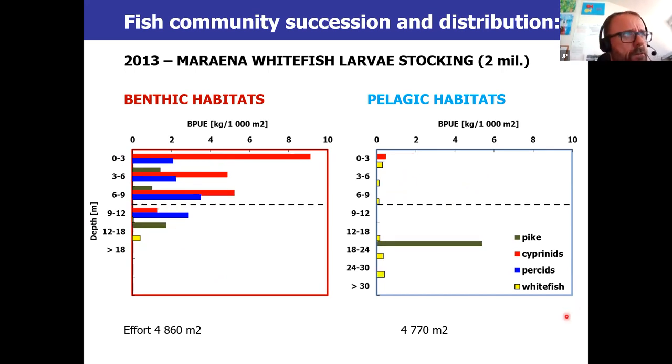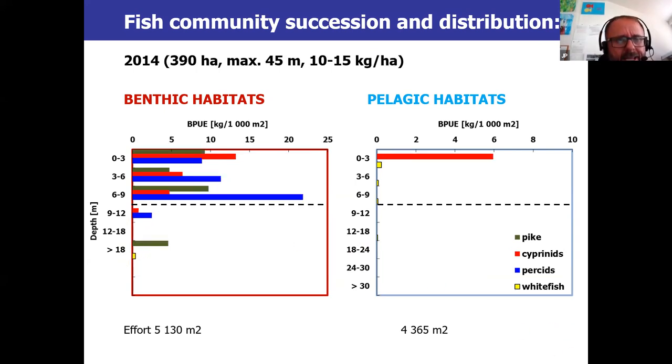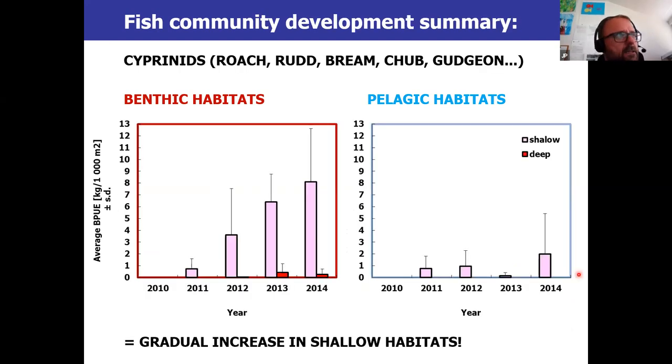In 2013, what was extremely surprising was these catches of pike perch in very deep pelagic habitats and very deep benthic habitats. And the next year, also the development of the fish community, the succession was quite predictable. What was not predictable, what was unusual again, was these catches of pike in deep habitats, which is extremely unusual and uncommon, and drops in catches of whitefish. So what happened, just to summarize it, within these years, shortly after our first visit.